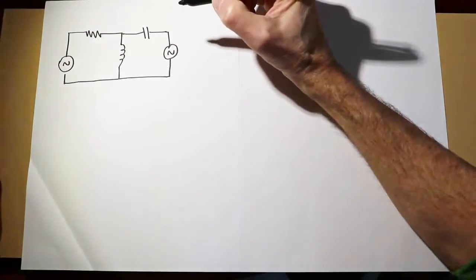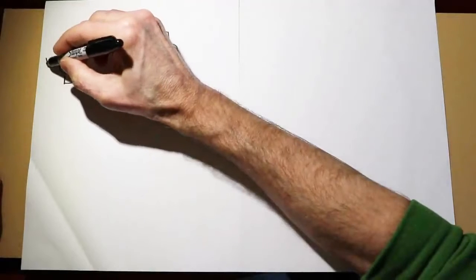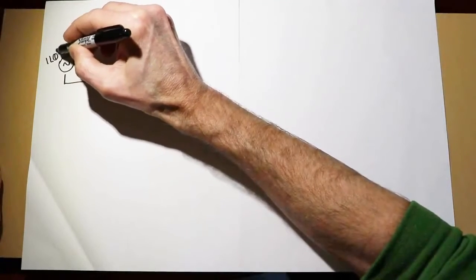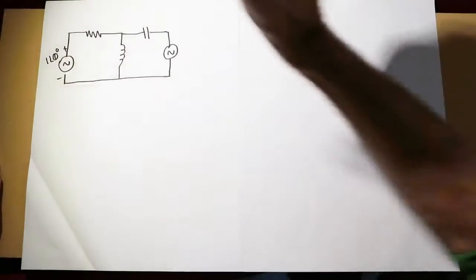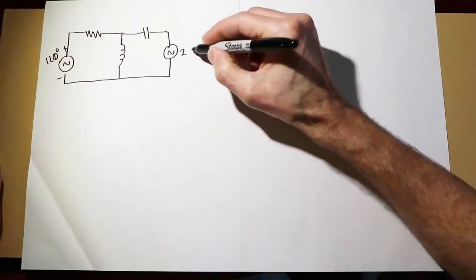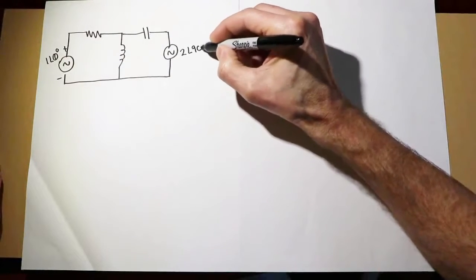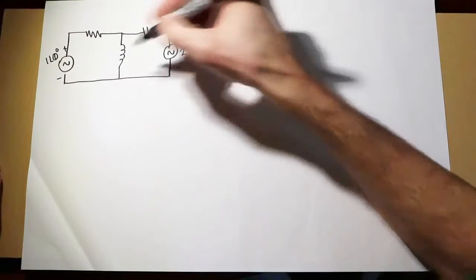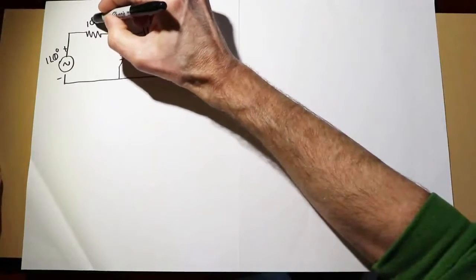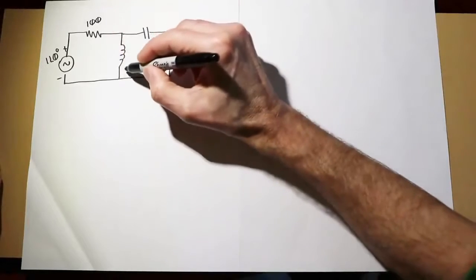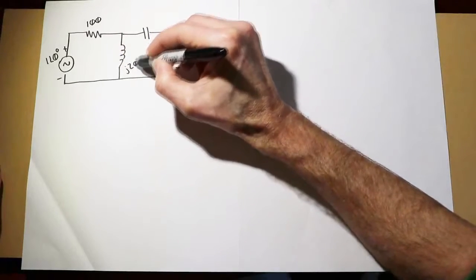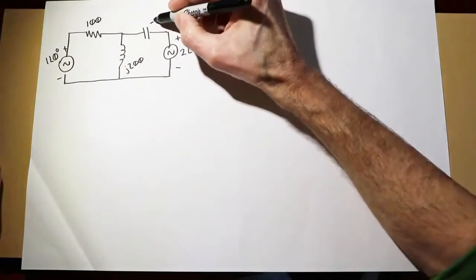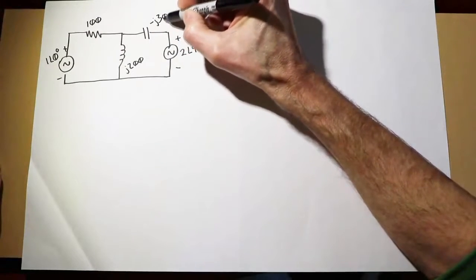First source, we will make 1 volt at an angle of 0. Reference polarity plus to minus top to bottom. Second source will make 2 volts at an angle of 90 degrees. Same reference polarity. The component values will just make 100 ohms, J200 for the inductor, and minus J300 for the capacitor.